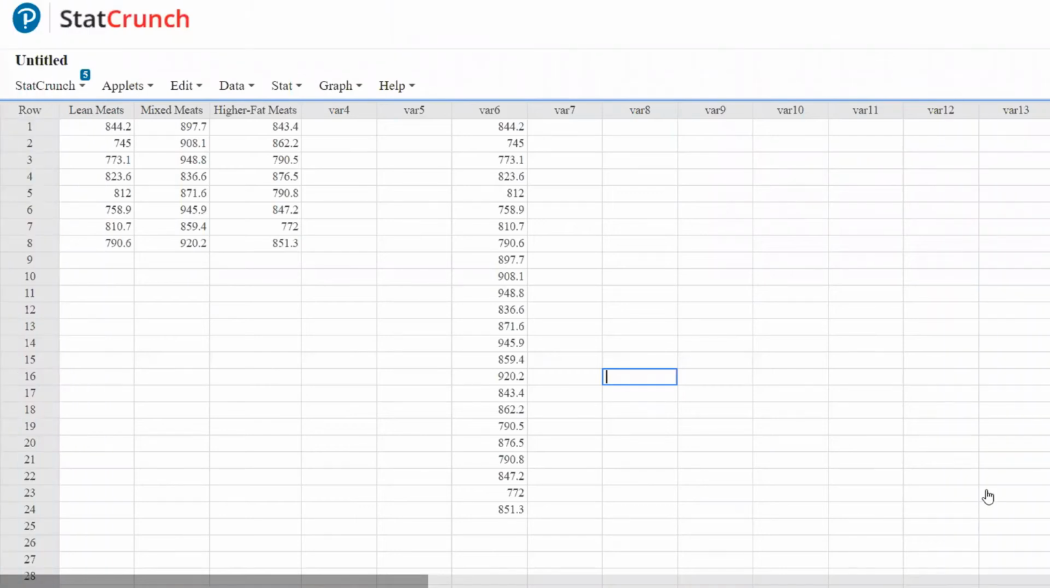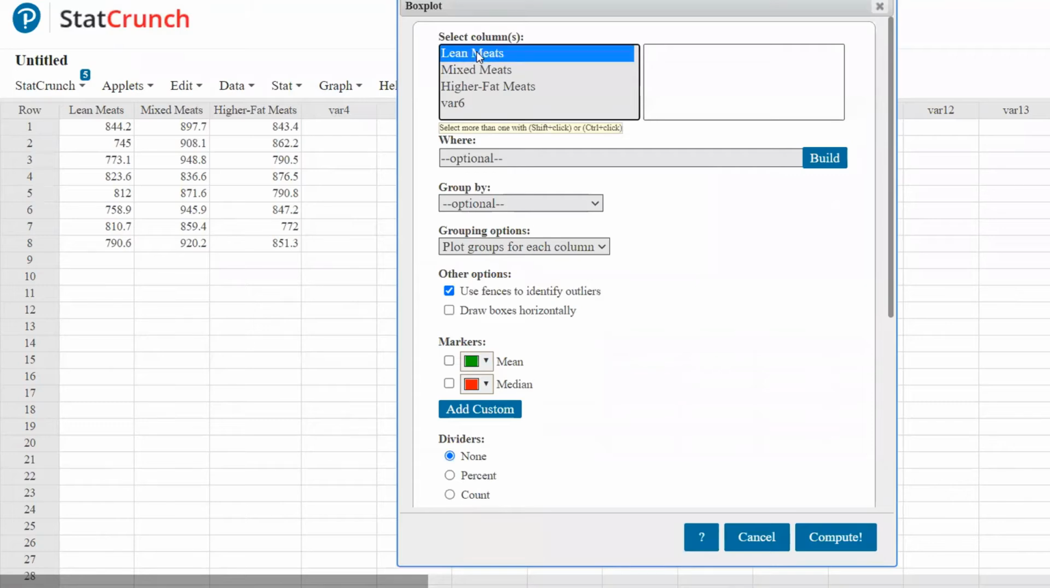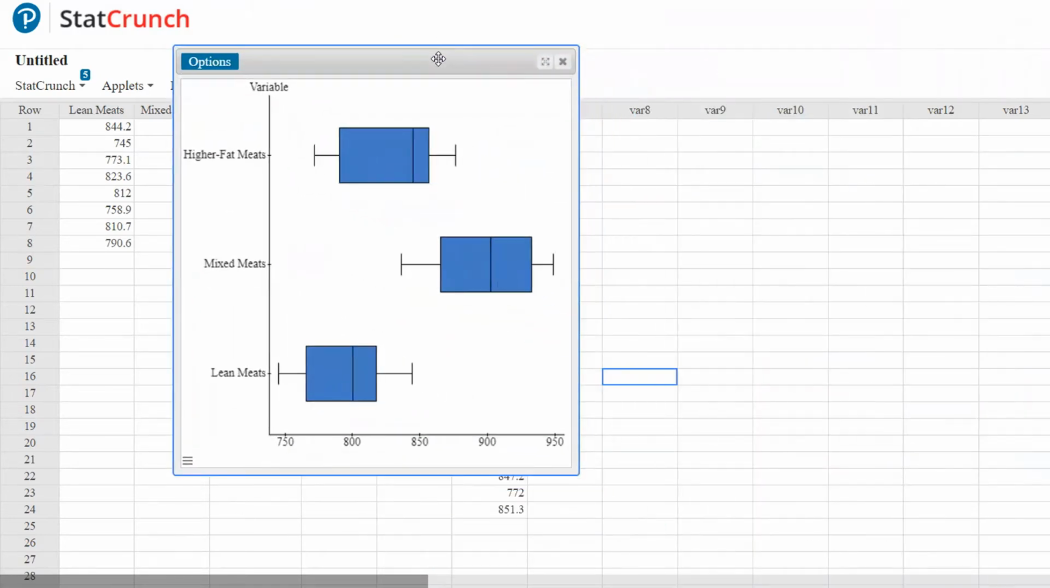So now we're back here at StatCrunch again. Part B, we're supposed to draw box plots of the 3 treatment levels to support the conclusion of your ANOVA test. So I have our 3 treatment levels here. I'm going to go to graph, and I'm going to create 3 box plots. So I'm going to go to box plot, and I'm going to select our 3 groups: lean meats, mixed meats, higher fat meats. I'm going to use fences to identify any outliers, and I'm going to draw the box plots horizontally. If I compute, here are the 3 box plots.